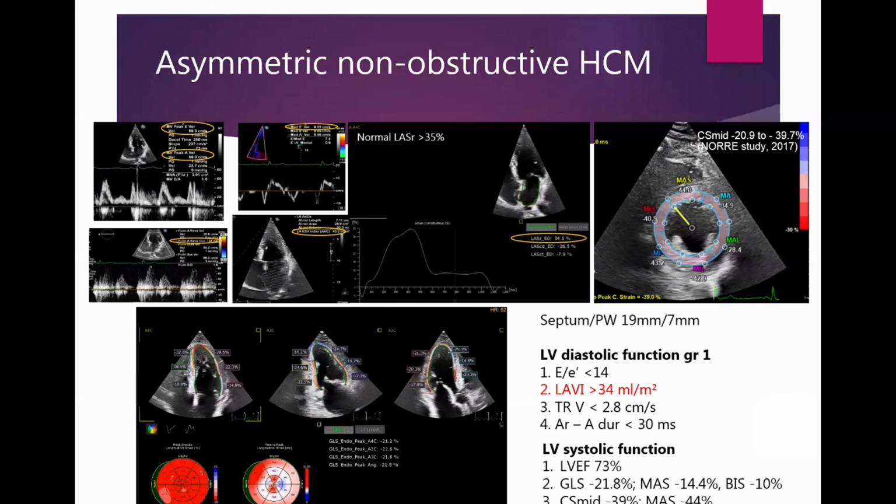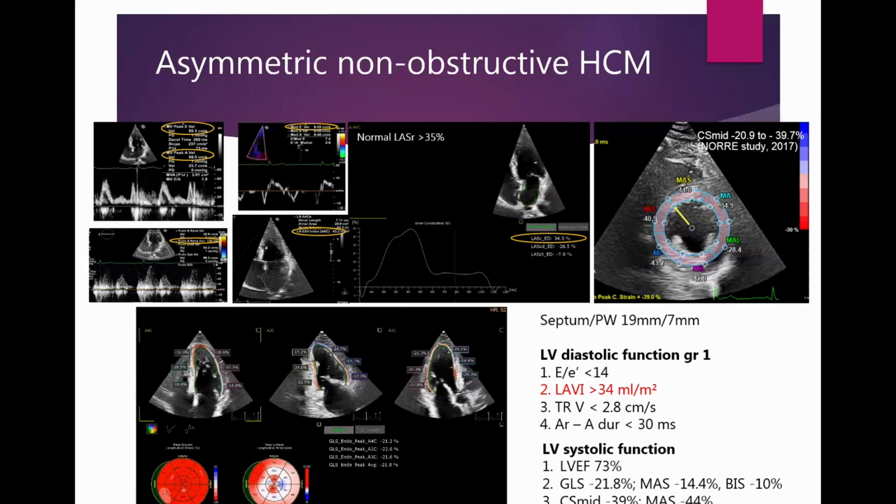In this case, we assess LV diastolic function, and we graded the diastolic dysfunction as grade 1. Here we have only one parameter, increased indexed volume of the left atrium, which is 43 milliliters per square meter in this patient. What about systolic function? Ejection fraction is supernormal, 73%. Global longitudinal strain is preserved, minus 21%.